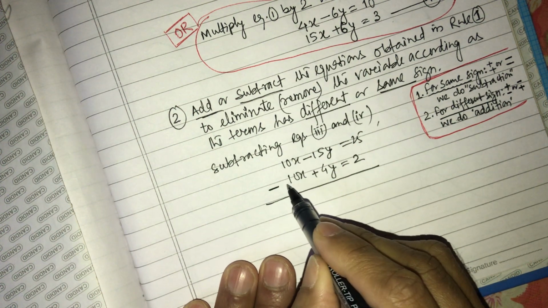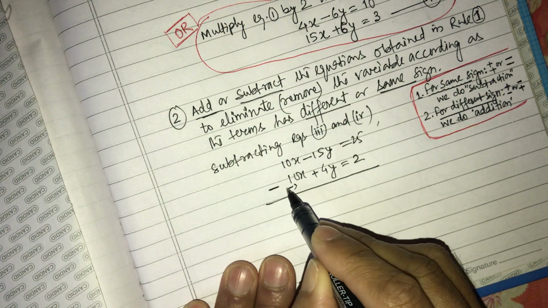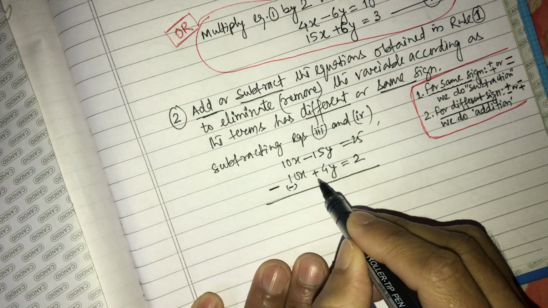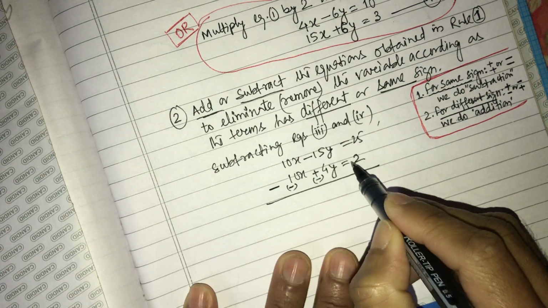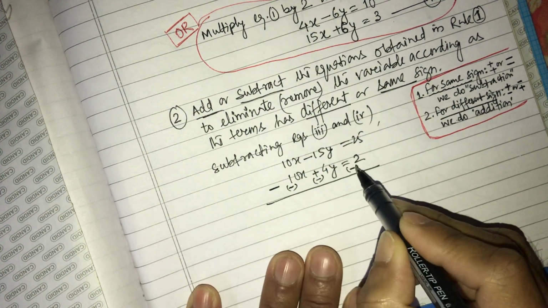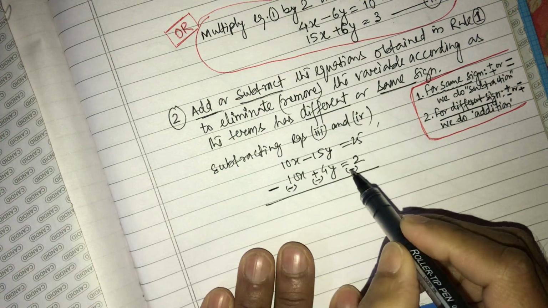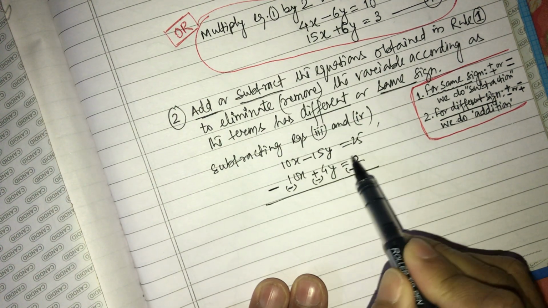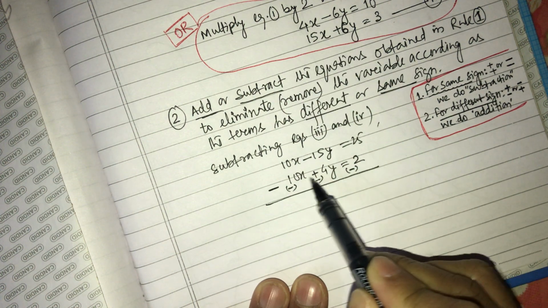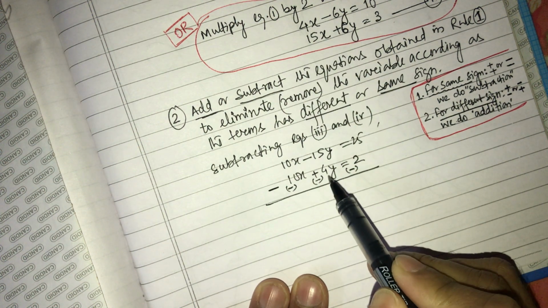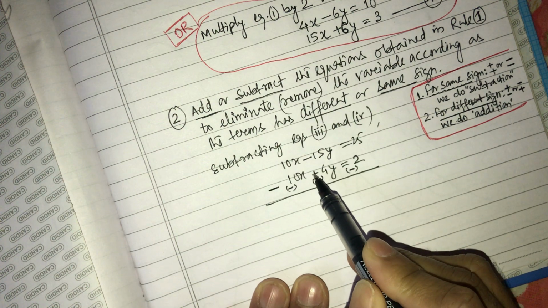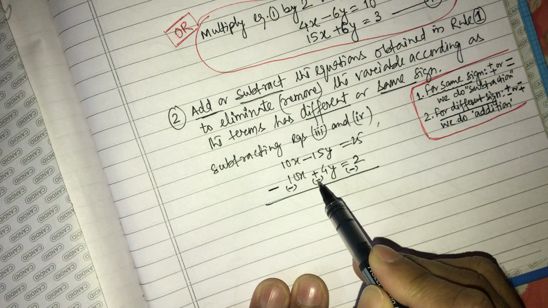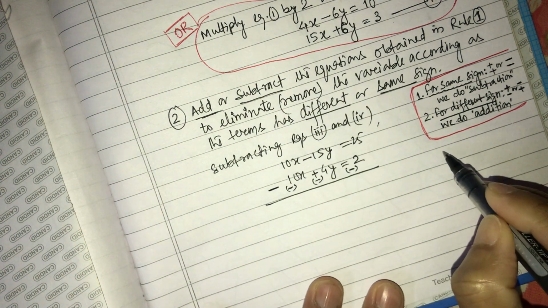Okay, so this was plus, no? Plus will change to minus. Try to understand. Again this is plus, will change to minus, and again this is plus, will change to minus. So this is the important thing one must remember while subtracting: the sign of the second equation, the lower one, will get changed. Now suppose if I get a minus sign, that will change to plus.